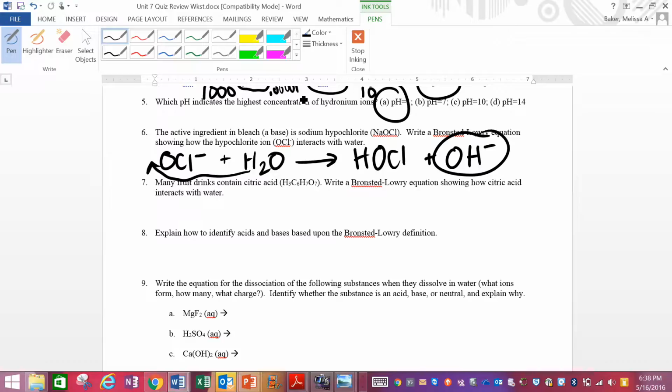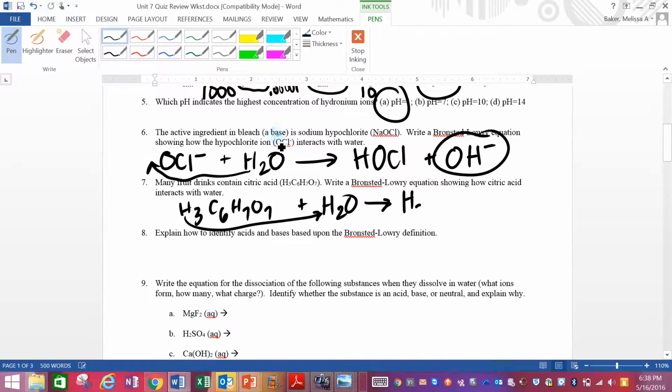Many fruit drinks contain citric acid, H3C6H7O7. Show how this reacts with water. Well, acids donate, so it's going to give up at least one of its H's to H2O. So it'll be H2C6H7O7- plus H3O+.